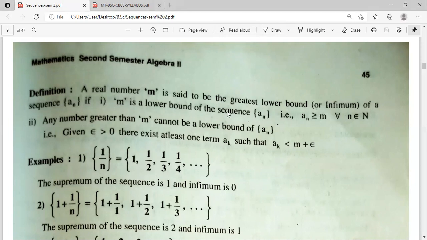Now, if you see the definition, the first one is M is the lower bound of the sequence. That is according to the definition, for every n belongs to N.